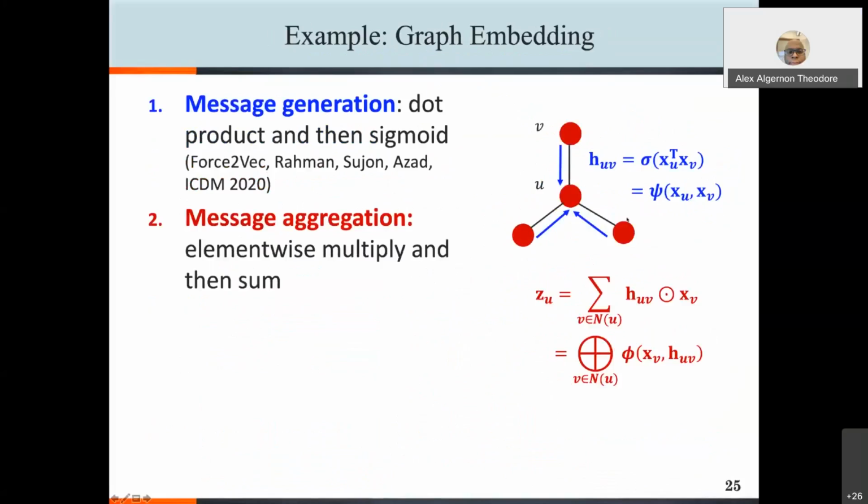Okay, so what I'm saying here is when you're generating messages, here I'm using a dot product between the embeddings and then a sigmoid function. This model is not uniform. In our ICDM paper, we use this message generation algorithm for embedding. But if I discuss another embedding algorithm, for example DeepWalk or Node2Vec, more popular algorithms, they use a different strategy. Their message generation function can be a bit different.